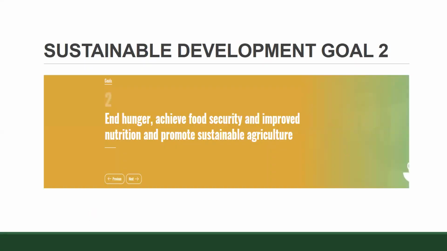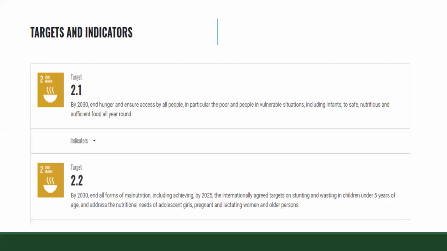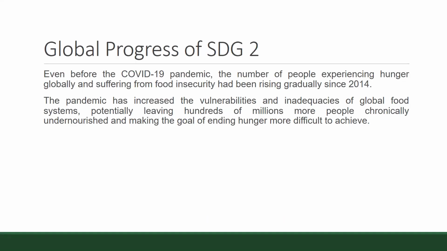SDG 2 is end hunger, achieve food security, and improve nutrition and promote sustainable agriculture. These are the targets and indicators. As for the global progress of SDG 2, even before the COVID-19 pandemic, the number of people experiencing hunger globally and suffering from food insecurity had been rising gradually since 2014.